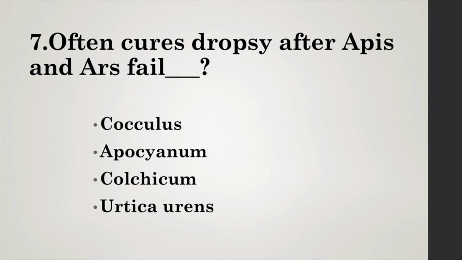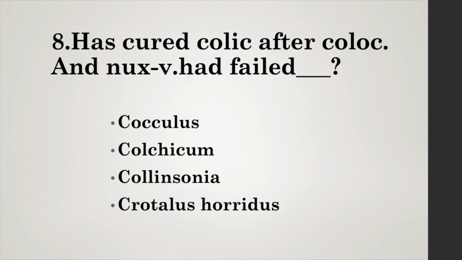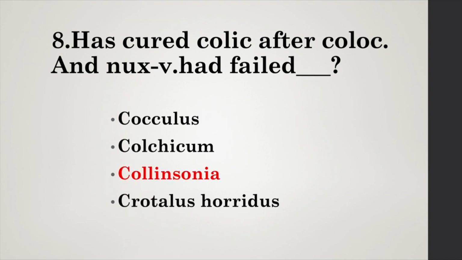Often cures dropsy after apis and arsenicum fail. Options cocculus, apocynum, colchicum, urtica urens. Answer colchicum. Has cured colic after colocynth and nux vomica had failed. Options cocculus, colchicum, collinsonia, crotalus horridus. Answer collinsonia.